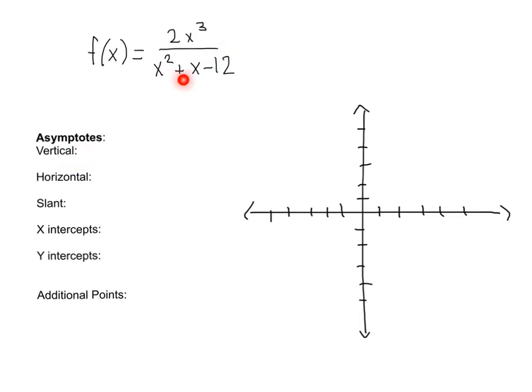That's going to be where our denominator equals 0. Let's go ahead and factor. This is going to be x plus 4, x minus 3. So our vertical asymptotes are going to be at x equals negative 4 and 3.